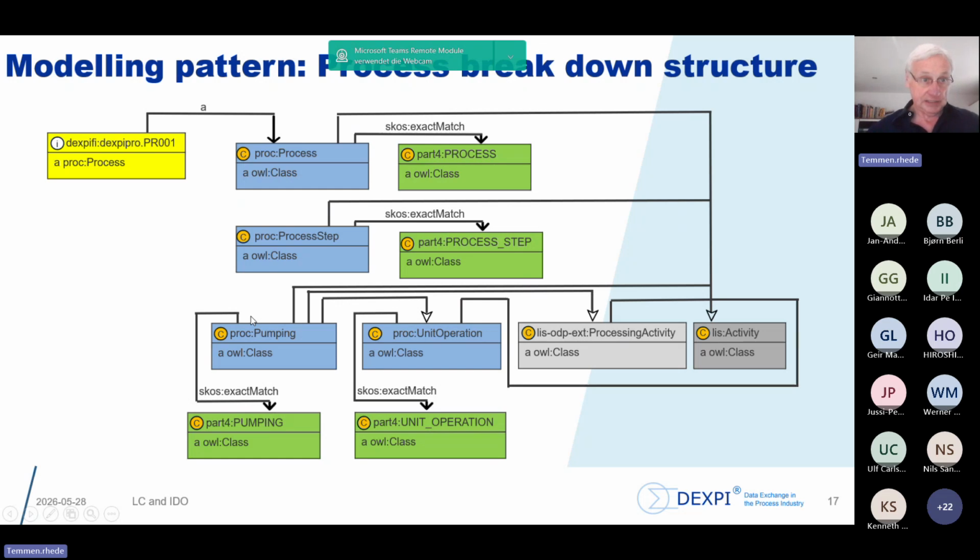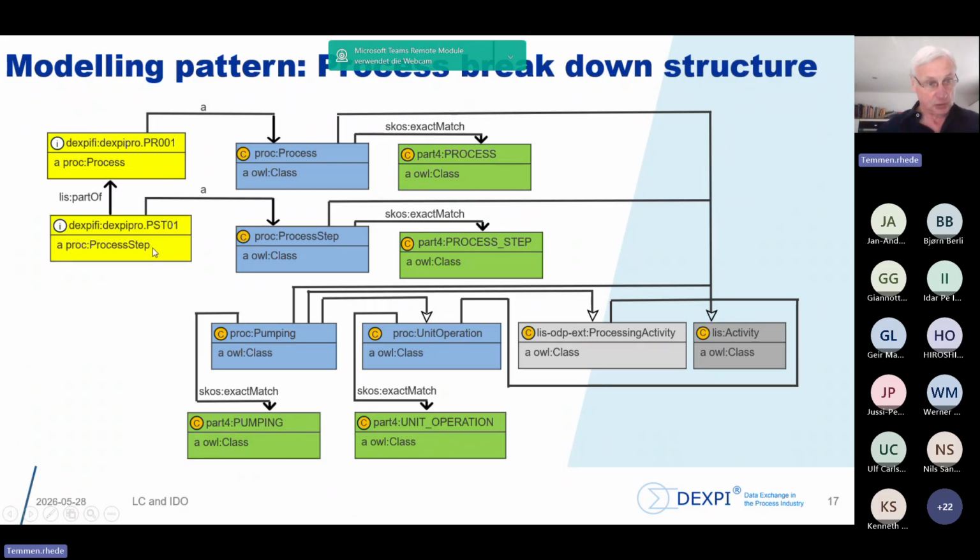Now we have the different instances in yellow. We have one specific process. We have one specific process step, which is part of the whole process.